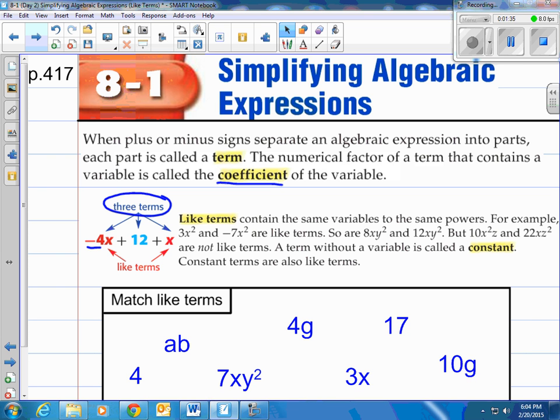But notice this, 10x to the second times z and 22x times z to the second are not like terms. And the reason why is the exponent is on the x on the first one, it's on the z on the second. Two different things. Looks like they might be the same, but they're not. A term without a variable is called a constant. So just simple numbers like 4, 5, 20, 73, negative 2, those are called constants. Constant terms are also like terms.